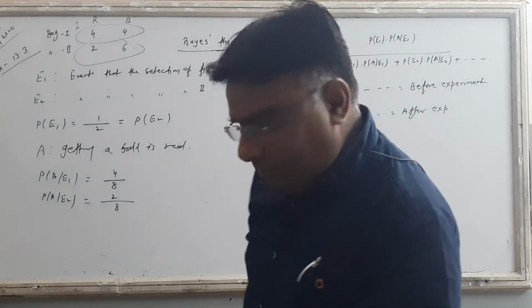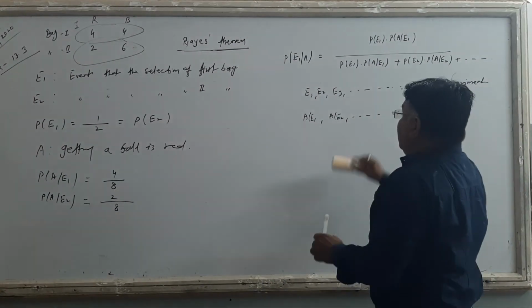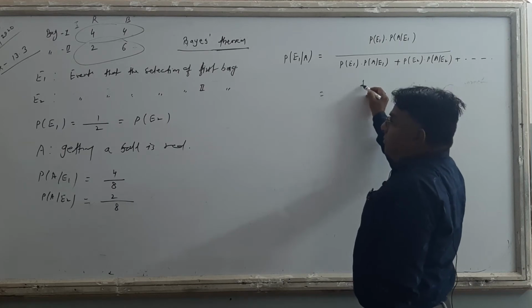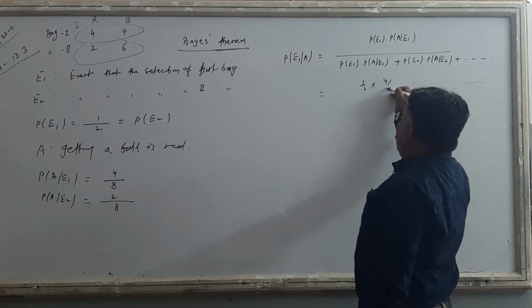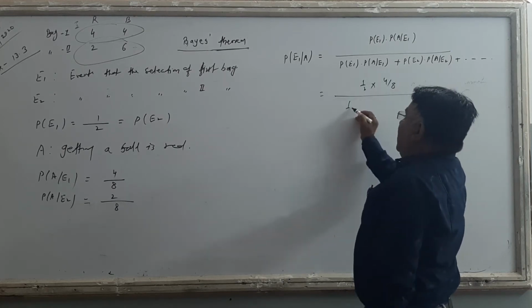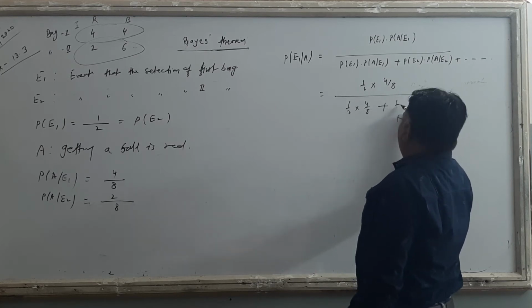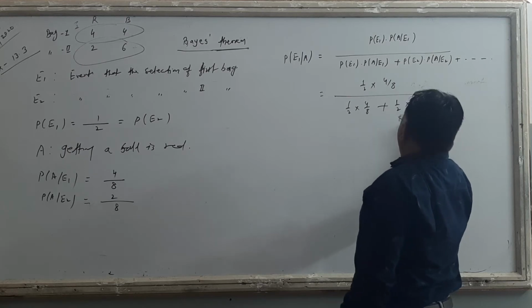Right? P of E1 by A equals P of E1 into P of A by E1 upon the total probability. P of E1 is 1 by 2. P of A by E1 is 4 by 8. So 1 by 2, 4 by 8, plus P of E2, again 1 by 2, and P of A by E2, 2 by 8.